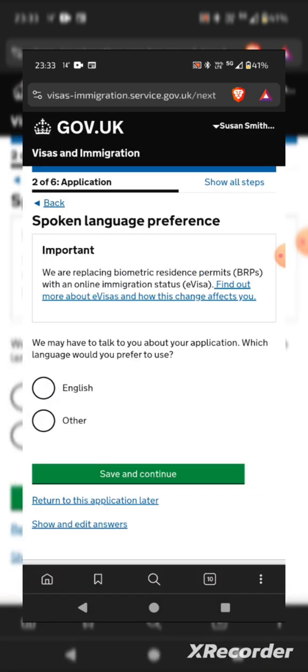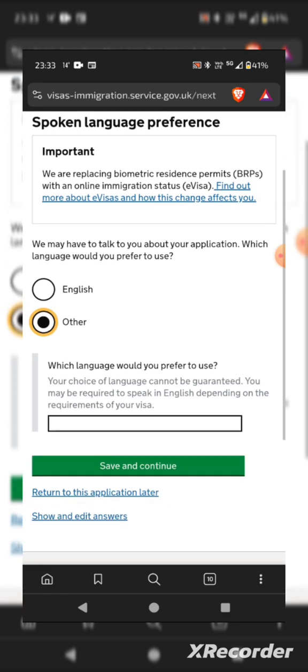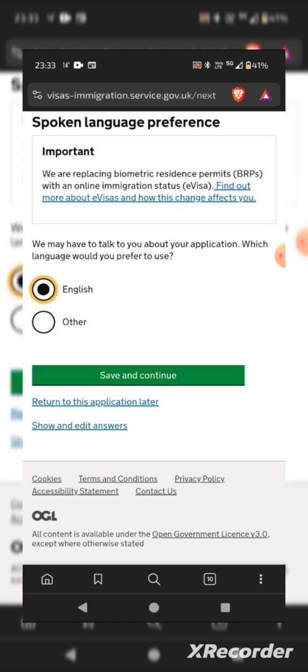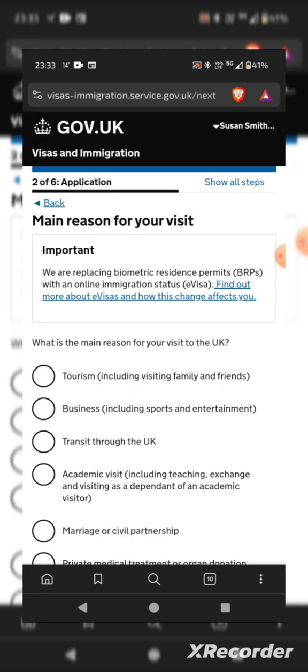Okay. When you put that, it's in line with your itinerary. The next question is about the application. If you speak English, you put English. If you don't speak English, take other, and write the language you understand. Most people is English, of course. Then save and continue.